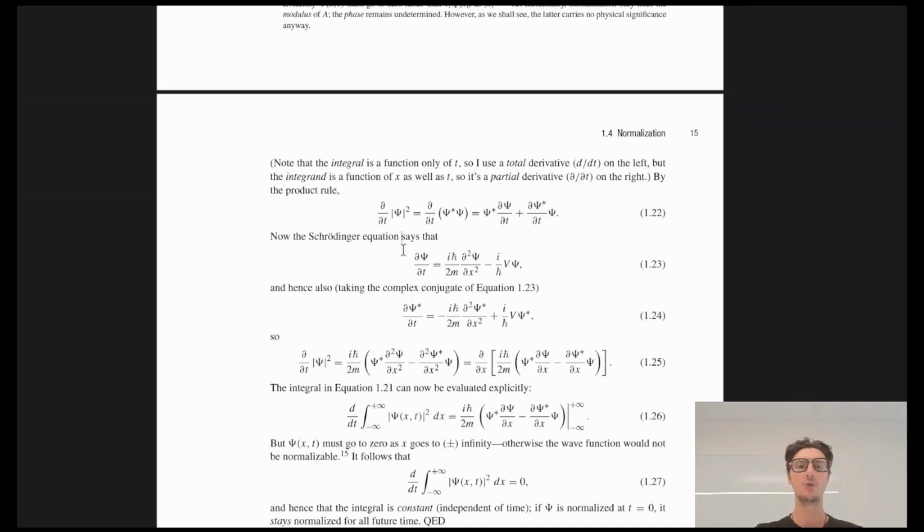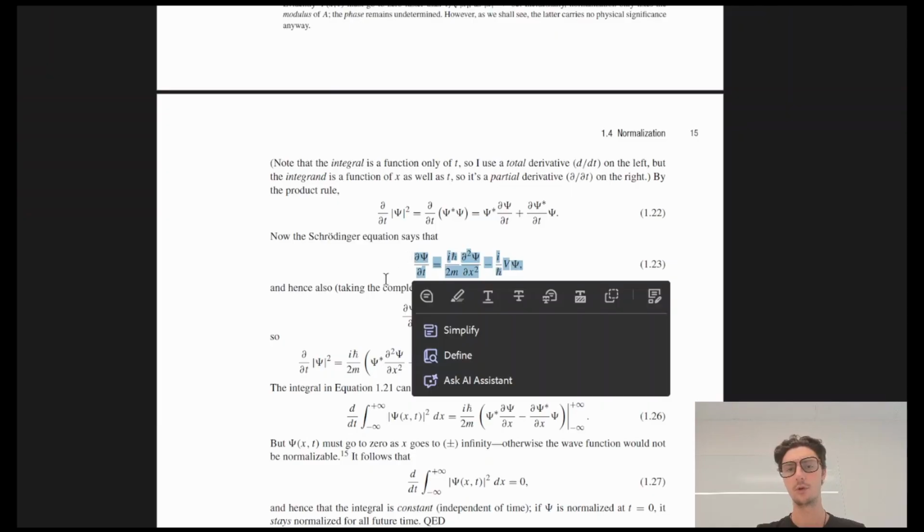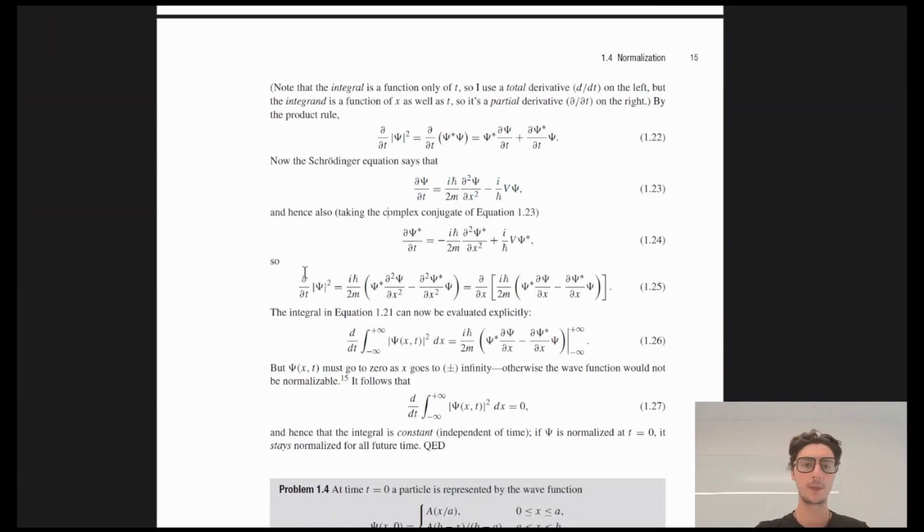Then we can do the product rule, which is apply the derivative on one thing, apply the derivative on the other thing. Now the Schrodinger equation says that the derivative of psi with respect to t is equal to all of this stuff: i h-bar over 2m times the second derivative with respect to x of the wave function, minus i over h-bar, V, which is the potential, times the wave function. So this is just the Schrodinger equation manipulated a little bit. And hence, also taking the complex conjugate of equation 1.23, this one.